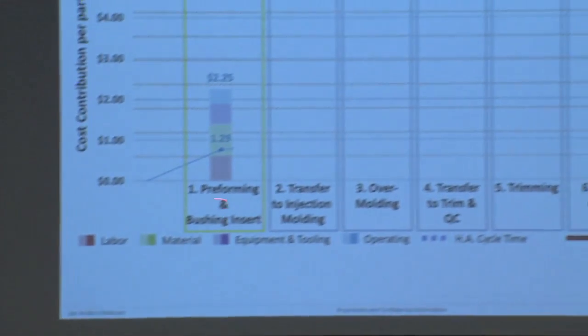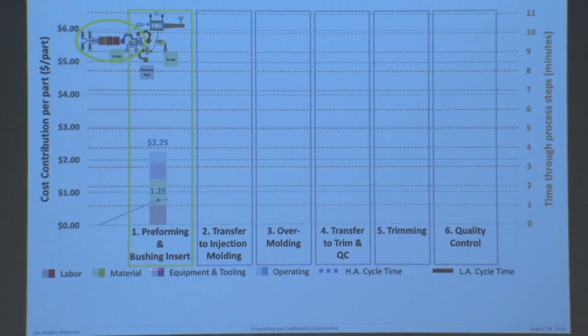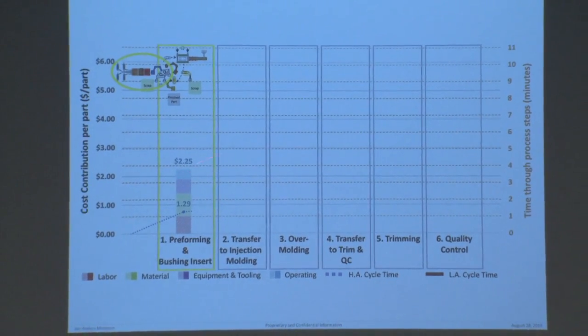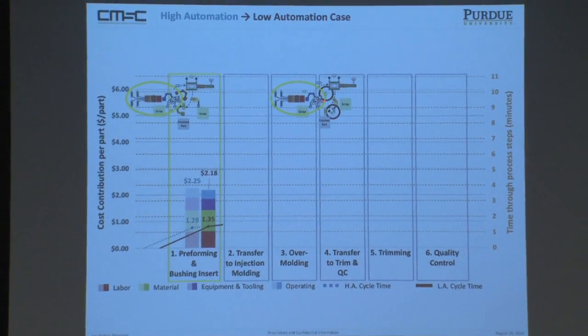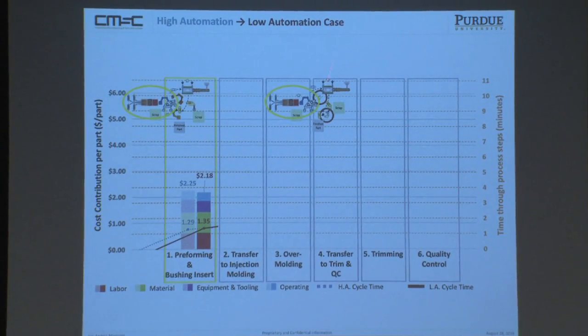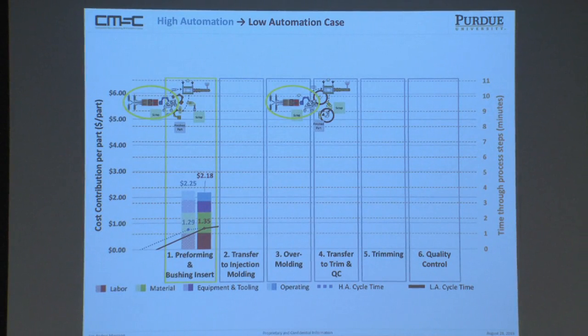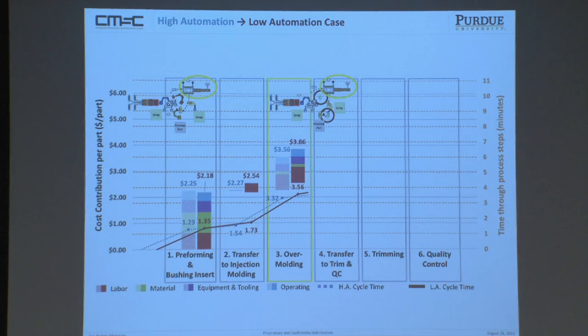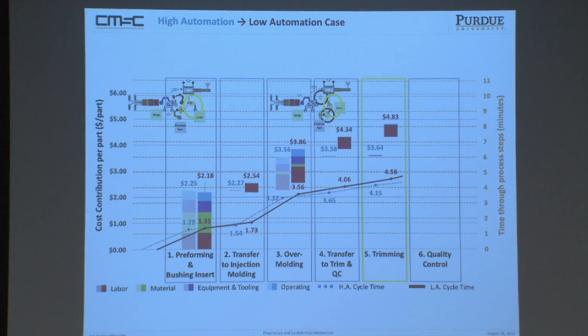Here are the different steps in the production of that part that you saw. Preforming and bushings, here is the cost, we are at 225. If we go to a manual, less automated, low automation case, it's actually cheaper, for now we don't need to invest in the robots. But of course, in the next step it hits us, for now we have labor costs coming in. And now you can follow the high automation case and the low automation case all the way until we have a finished part, and we go from 394 to 631. And this is the cycle time change in this particular case.